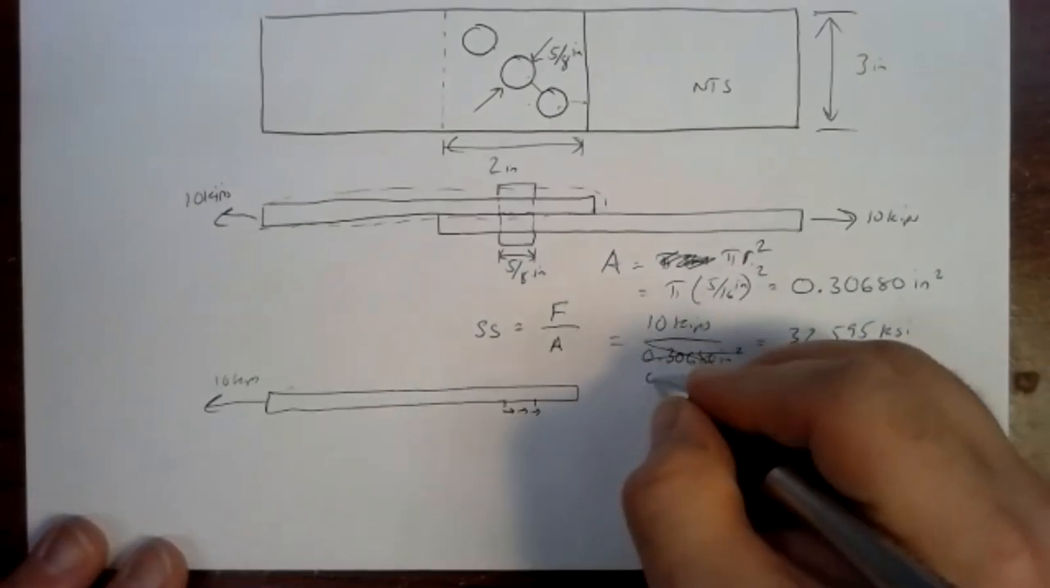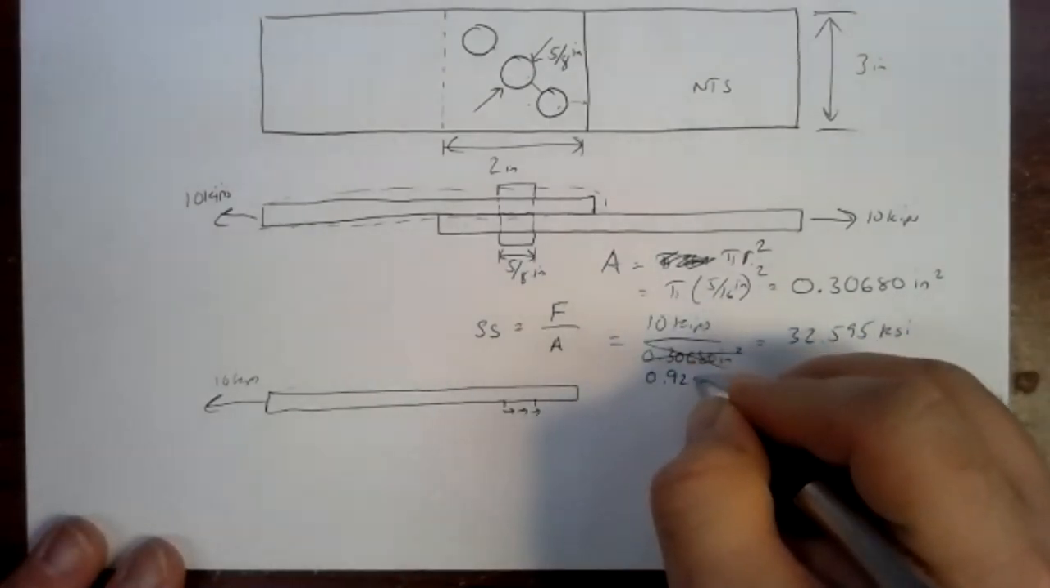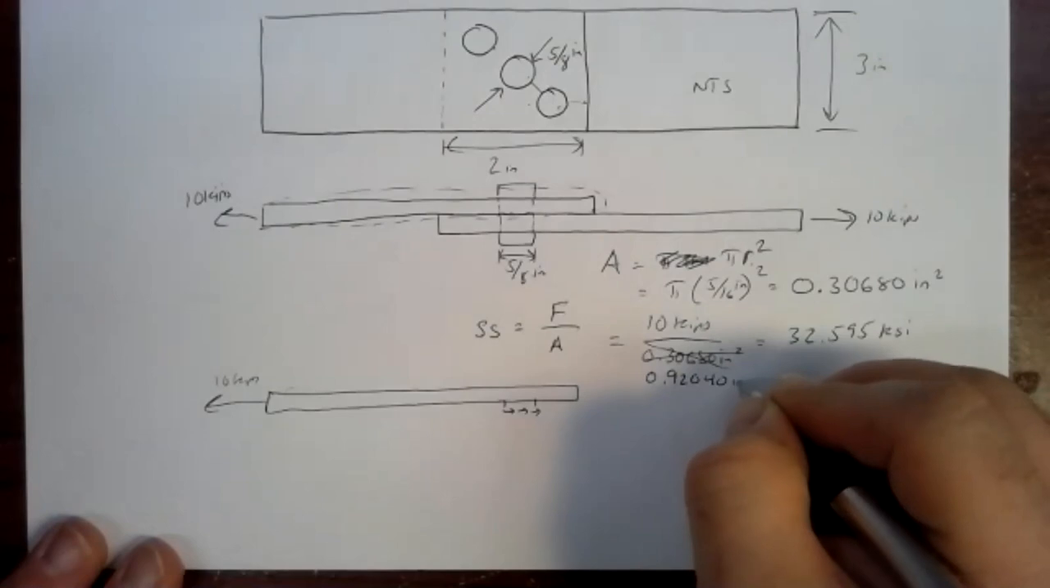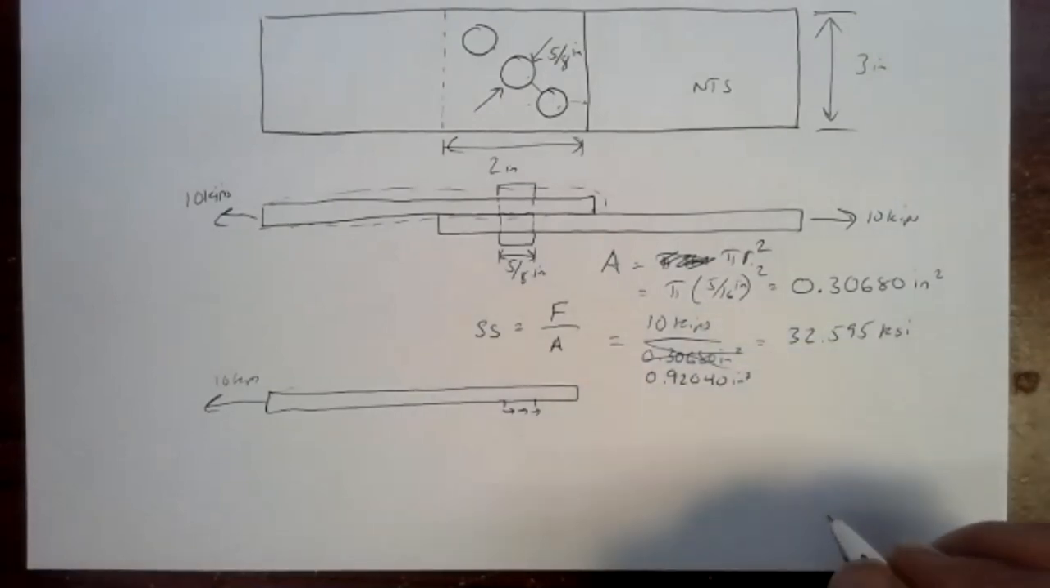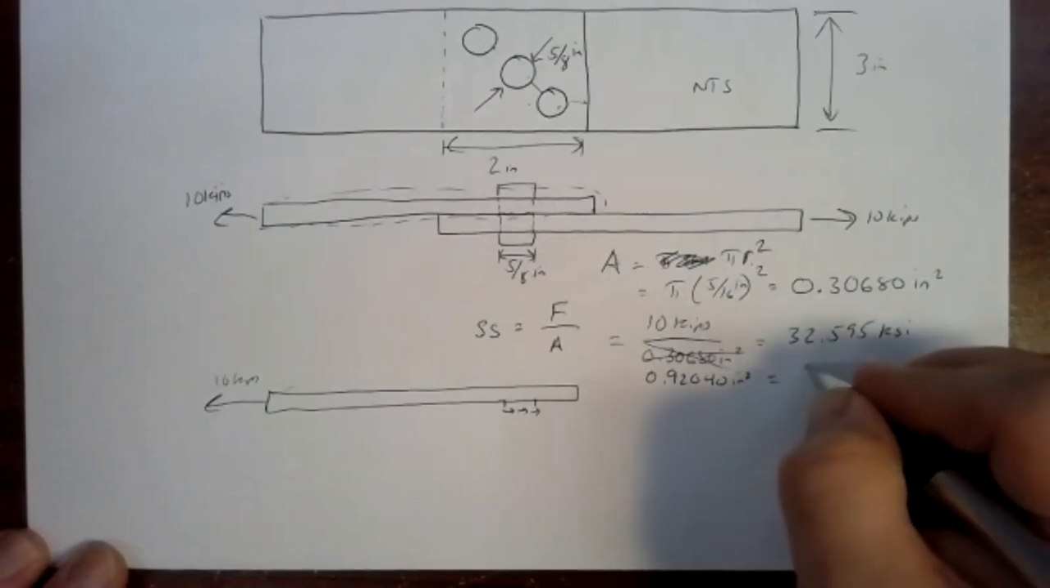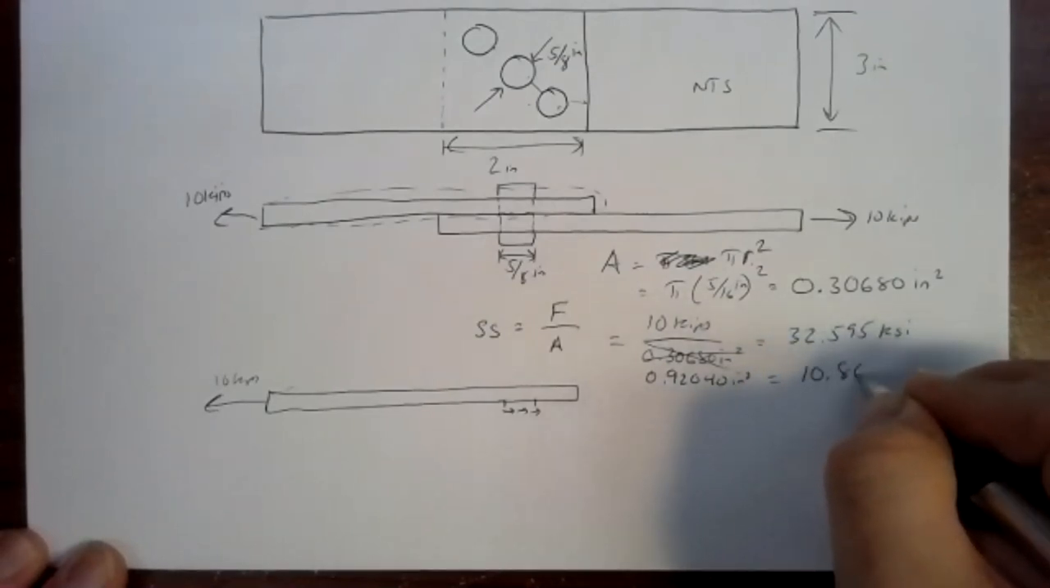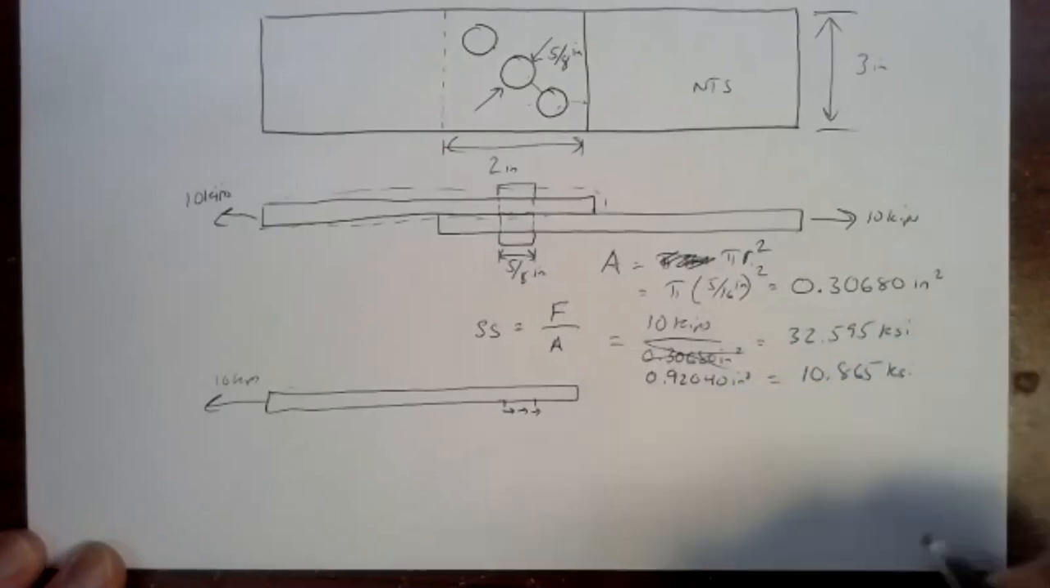And get an area of 0.92040 square inches. And that'll cut my stress down. We get 10.865 KSI.